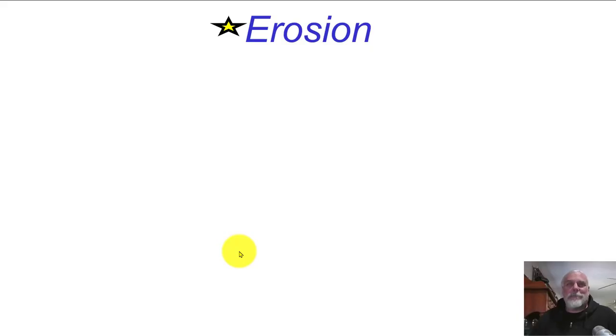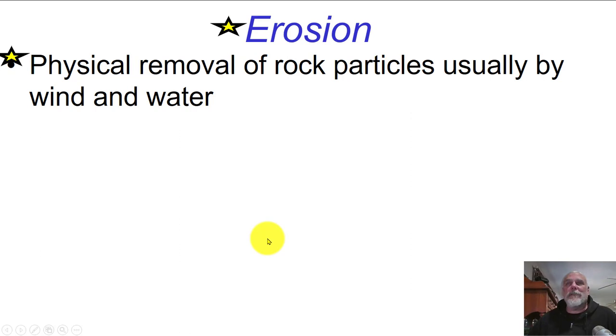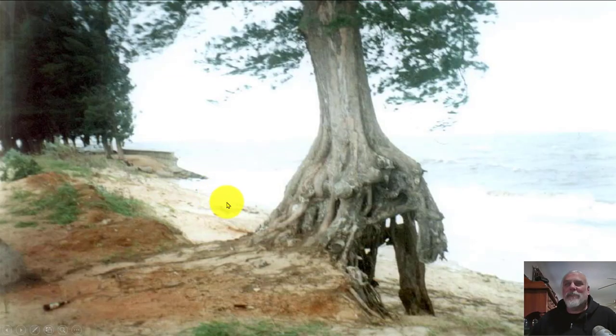Let's move on to erosion. The definition of erosion is the physical removal of rock particles, usually by wind and water. Here you can see the effects of erosion as tree roots are now exposed. At one point, this would have been the ground level. All this area, all this ground, this soil has been taken away.